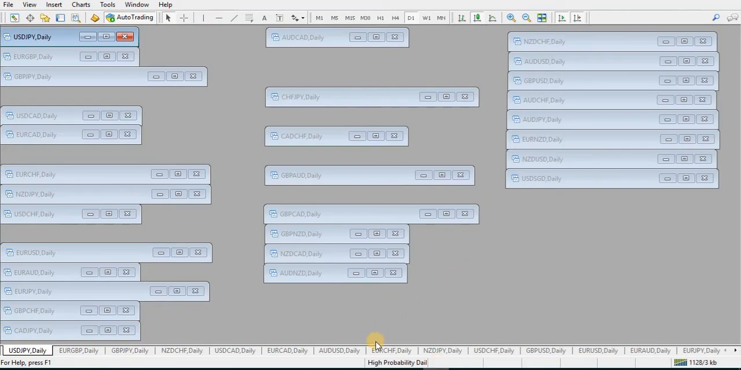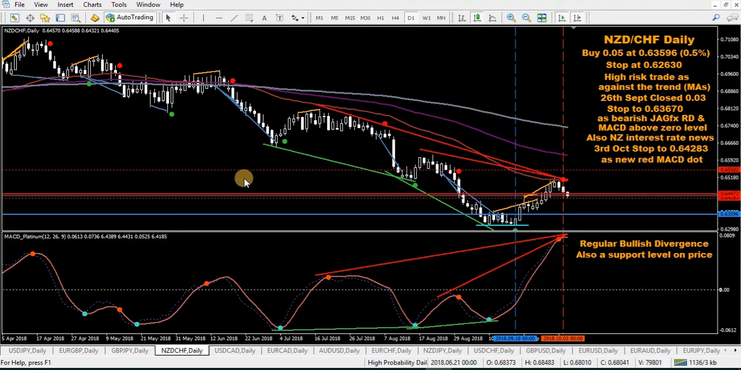Right, we'll start with the high probability daily charts first. Some new trades and some trade management. I'll just rip through them pretty quick. You can always stop the video or slow the video down and have a look at my notes, etc. There'll be no notes for the new trades yet, but you'll see the older stuff and I'll explain my thoughts on any new stuff. We'll start with the New Zealand Swiss.